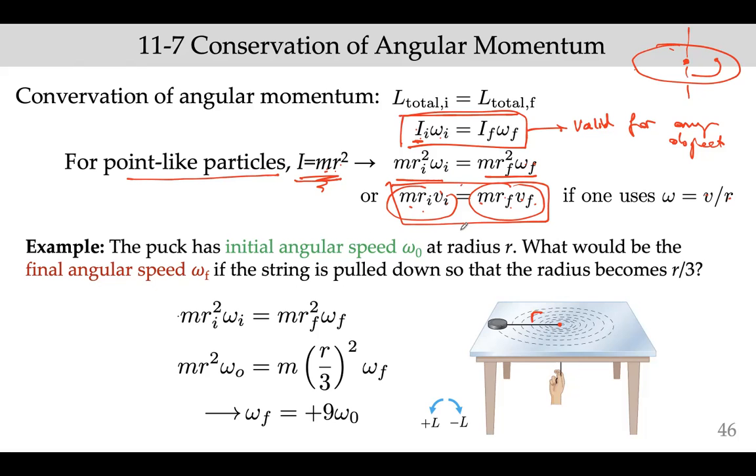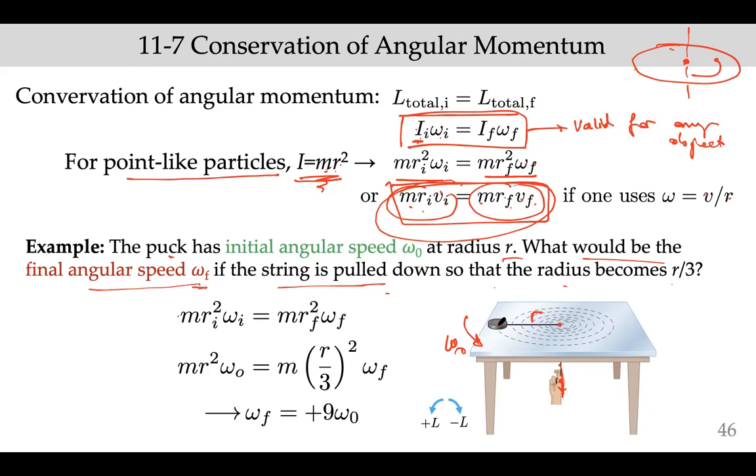Okay, let's solve an example here by using this equation. The puck here has initial angular speed omega 0, so it's rotating with omega 0 at radius r. What would be the final angular speed if the string is pulled? So this person is pulling the string, there's a hole, the string goes through that hole, and the person is pulling the string down. What would be the final angular speed if the string is pulled down so that the radius becomes r divided by 3? So this radius, instead of r, becomes r divided by 3.